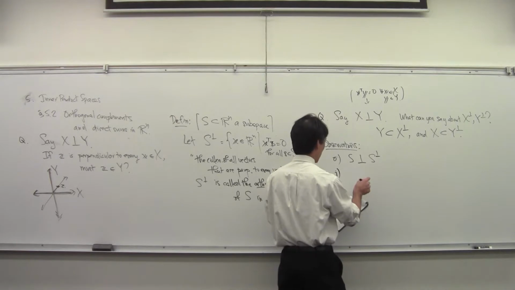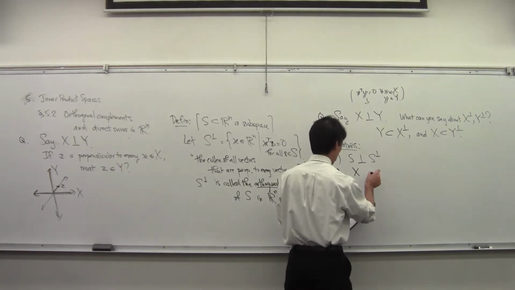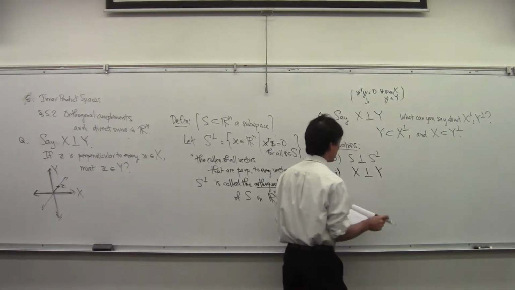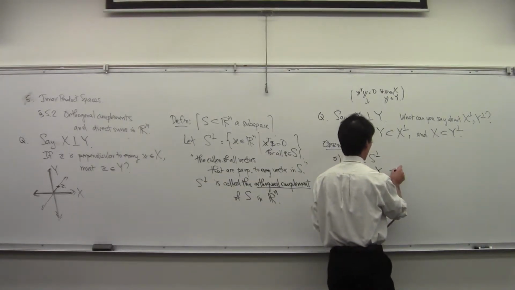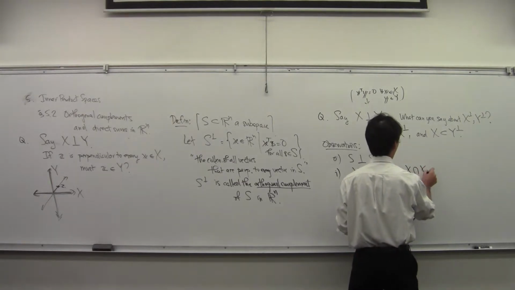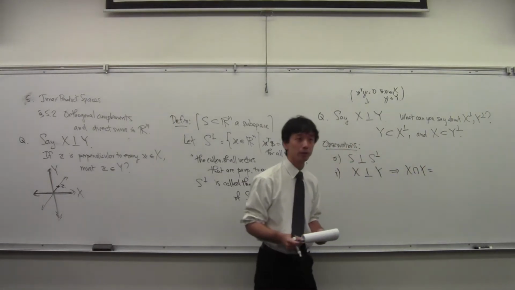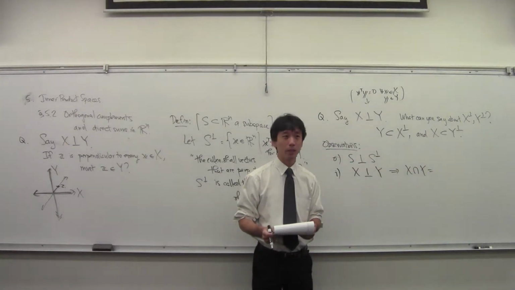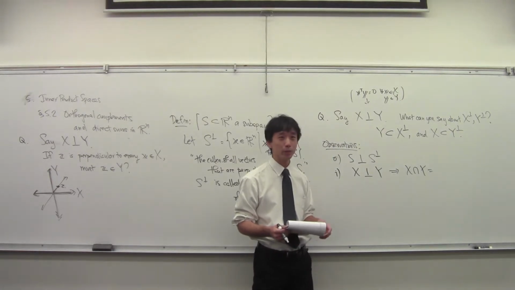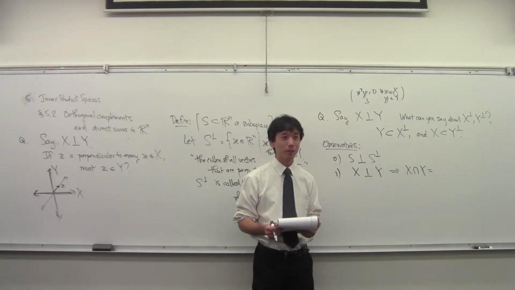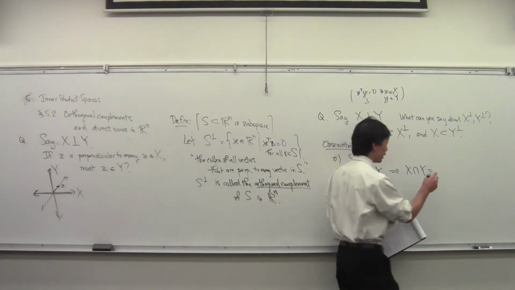Second, suppose you know that two subspaces are perpendicular to each other. Then the intersection is what? If you've got two subspaces, they're perpendicular to each other, then the intersection is? Don't say it out. But yes, the intersection is 0, right? The 0 vector.